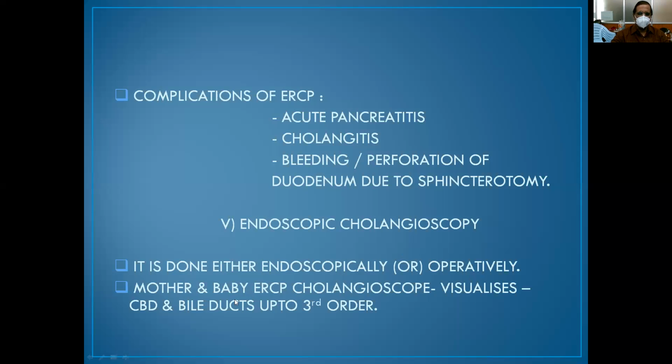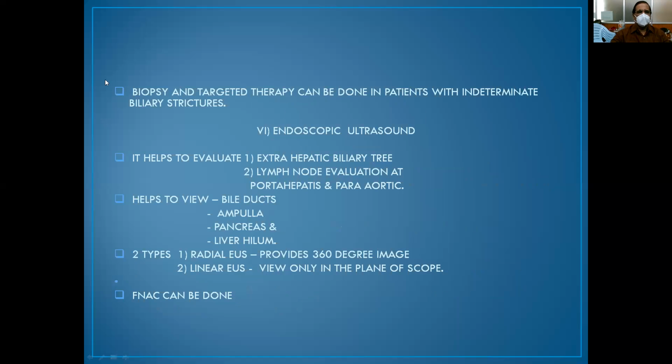And what is the mother and baby ERCP cholangioscope? It visualizes not only the CBD, but bile ducts up to the third order level can be visualized. That's why it is called mother and baby ERCP. And targeted biopsy can be done in patients with indeterminate biliary strictures. So when the biliary strictures are benign or malignant, we can do biopsy by doing endoscopic cholangioscopy. That is the advantage of ERCP with cholangioscopy.